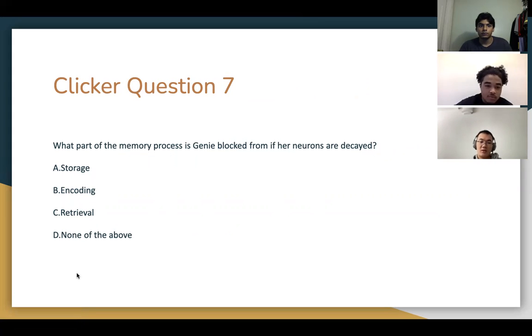Clicker question 7. What part of the memory process is Genie blocked from if her neurons are decayed? The answer is B, encoding.